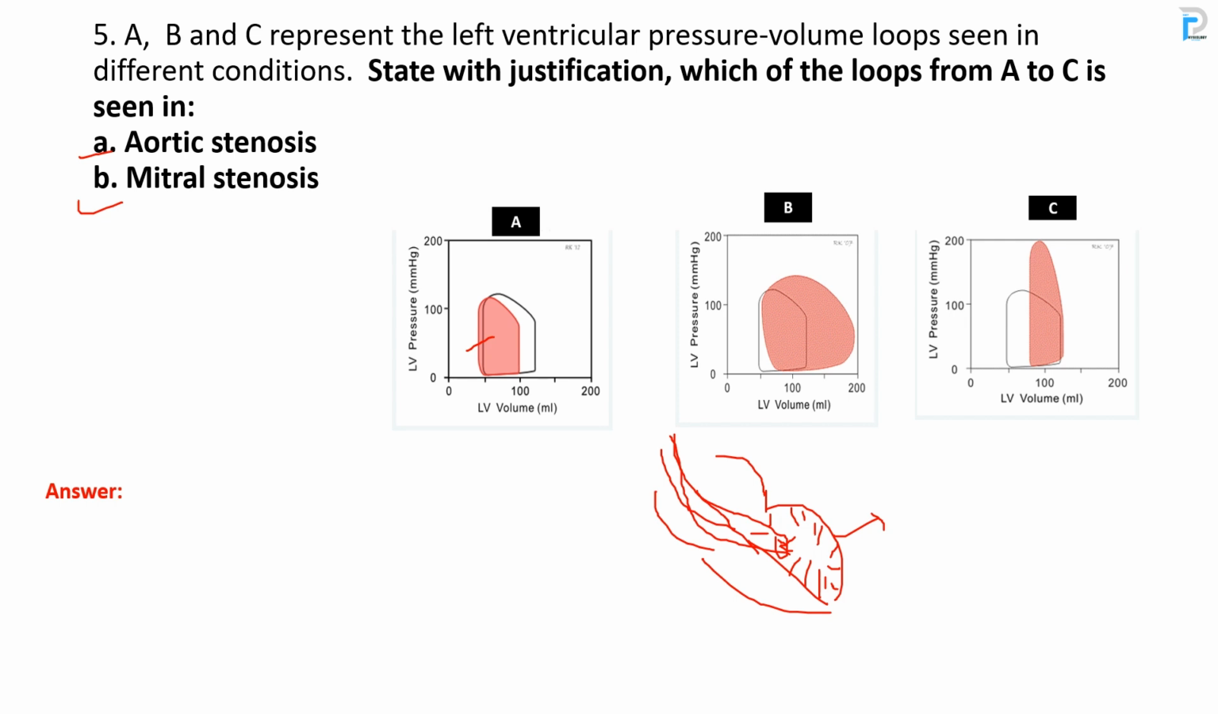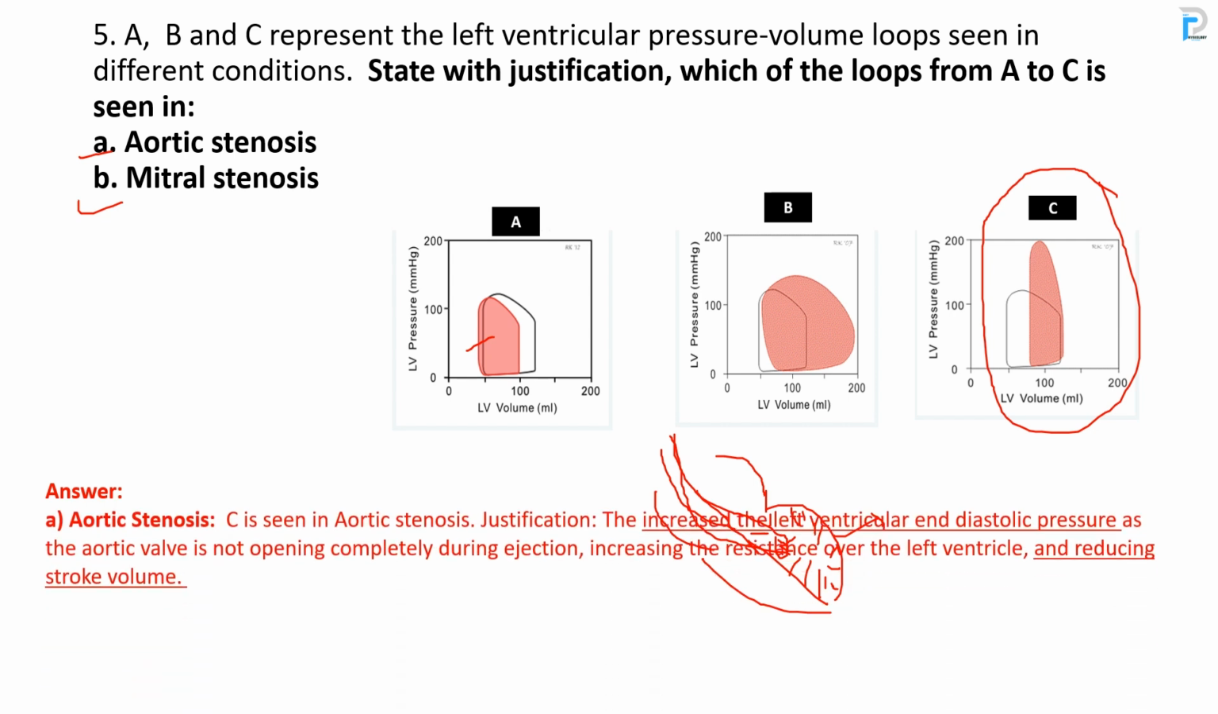So if we look at A, B, C, which one shows that feature? We see it here in C. Here in C, you see there is a significant increase in the left ventricular pressure at the end of diastole. It has to increase too much to overcome the resistance and open the aortic valve. That is one important feature.